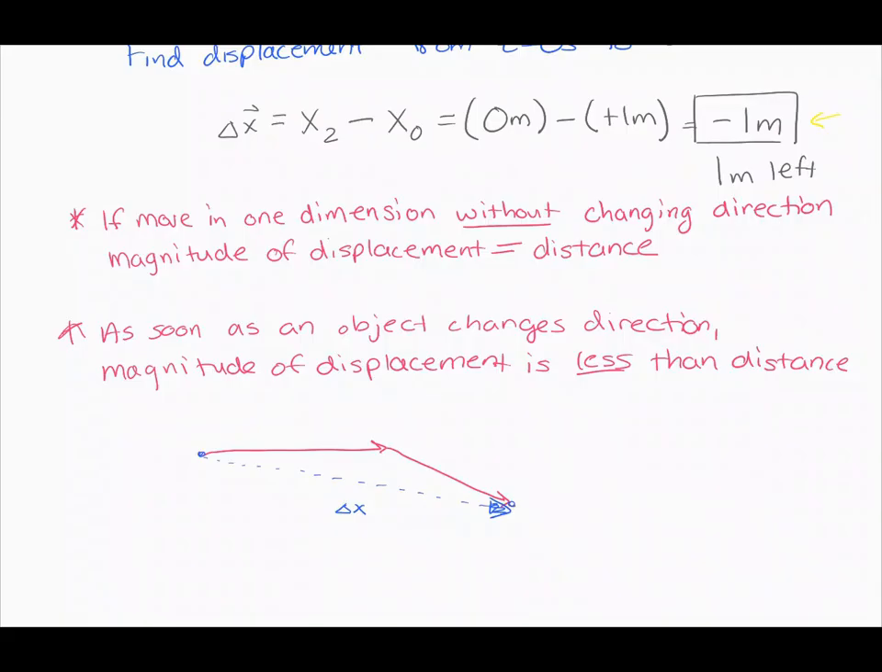So from geometry, you should know that the sides of a triangle always add up to a bigger number than the hypotenuse, or, and this doesn't even have a hypotenuse, but just the straight line. Okay, that's always going to be true. It's easier to see for a right triangle. But as soon as you change directions, the total path added up is going to be bigger than the displacement. So that's really important.